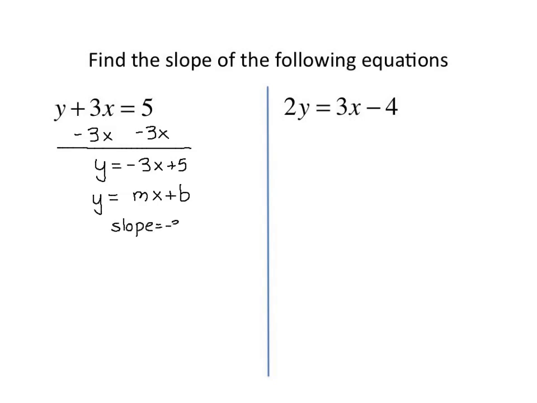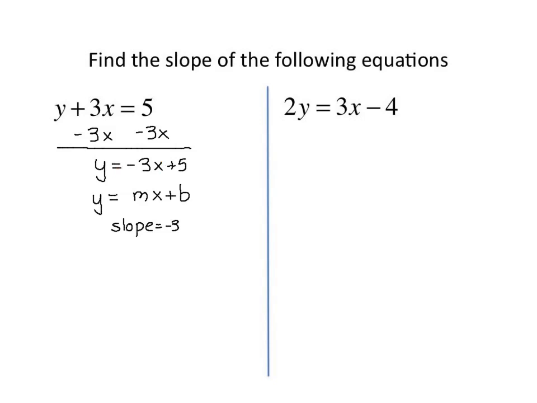And just to emphasize this, it's not positive 3. If we look at the original equation, I had this positive 3 sitting right here. But until I actually solve it for y, or in other words, until I get y by itself, it's not in slope-intercept form. Once I get y by itself, I actually see that it's negative 3. That's the slope, not positive 3.